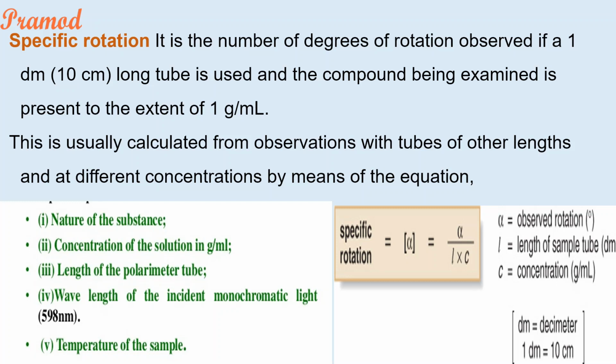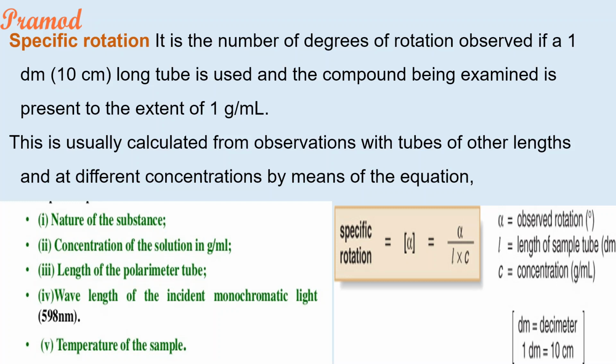So what is specific rotation? It is denoted by alpha in square bracket. What is alpha? Degree of rotation. And if it is written in square brackets, then it is known as specific rotation. It is given by the formula alpha divided by L into C, where alpha is the observed rotation, L is the length of the sample tube in decimeter, and C is the concentration in grams per ml. So whatever concentration and tube length you are using, you check the observed rotation and put it in this equation to get the specific rotation of your chiral compound.